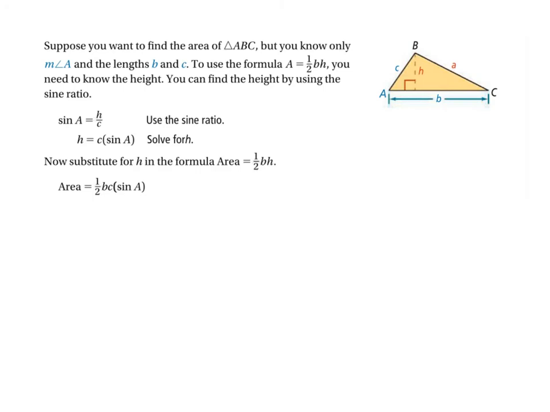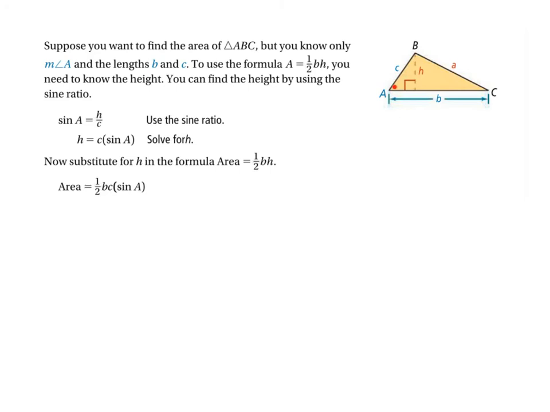Okay, to do the last problem, we need to come up with this new idea. It says, suppose you want to find the area of triangle ABC, but you only know the measure of angle A and the lengths of b and c. So that's two sides and the included angle, like this last slide just said if you read it to yourself. To use the formula 1/2 base times height, we have the base, but we need to know what the height is. You can find the height by using the sine ratio.